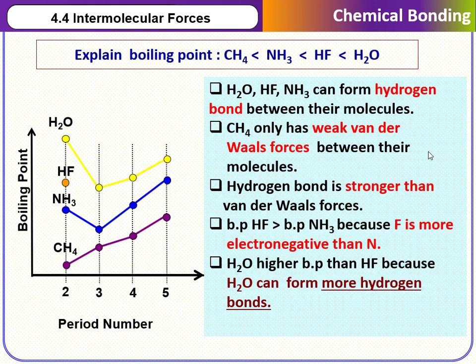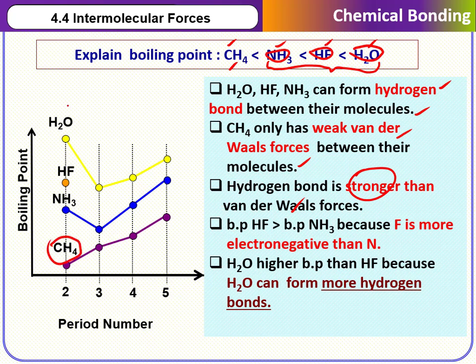How about explaining the boiling points of methane, ammonia, HF, and water? We know that these three molecules have hydrogen bonds between their molecules, right? Because they have OH, HF, and NH bonds. How about methane? Methane has no hydrogen bond. It has only weak van der Waals forces between its molecules. We know that hydrogen bonds are stronger than van der Waals forces. Therefore, the boiling point of methane is the lowest, while water, HF, and ammonia will have higher boiling points than methane.